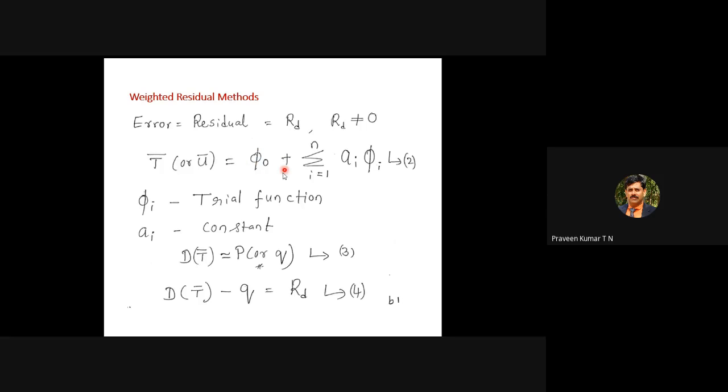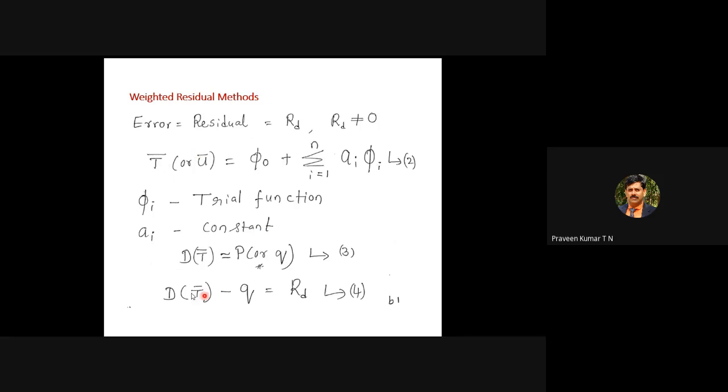In equation 2, you are defining, or assuming, the temperature function: phi naught plus the summation over i equal to 1 of ai phi i. That is nothing but the assumed temperature function, where phi i is the trial function. It is almost like shape functions or interpolation functions. And ai is a constant; you have to find the constants ai.